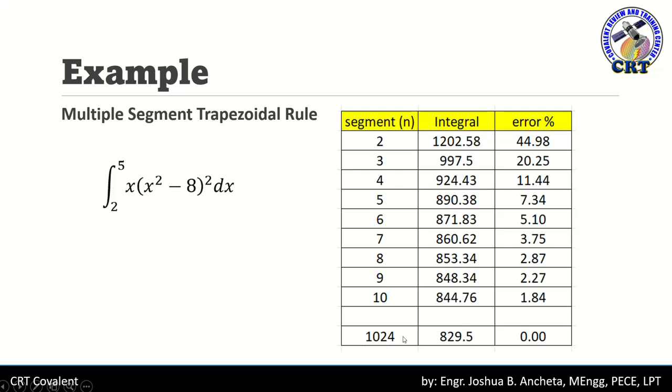But take note, this numerical method is not manually computed. So this is intended for a certain programming. So therefore, the solving is faster and easier. But take note, for this example, you can achieve 0% error for 1,024 segments. And for that number of segments, you can solve this value, 829.5.